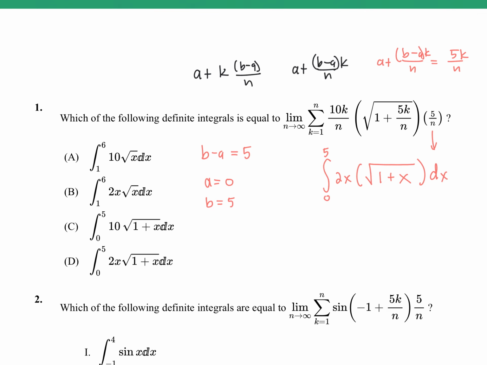Okay, so you can see it's a little tricky, but there are little things to keep in mind. Anywhere you see a k, there has to be an x there. The a plus (b minus a) over n times k is what you plug in for every x.